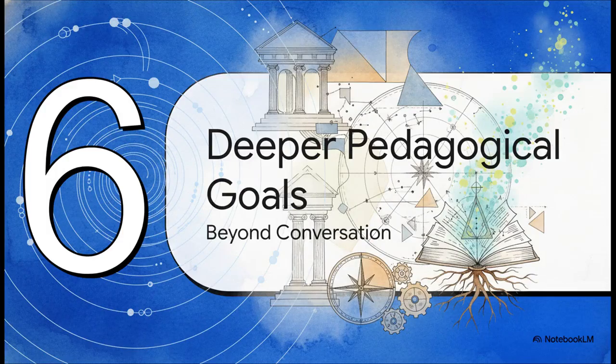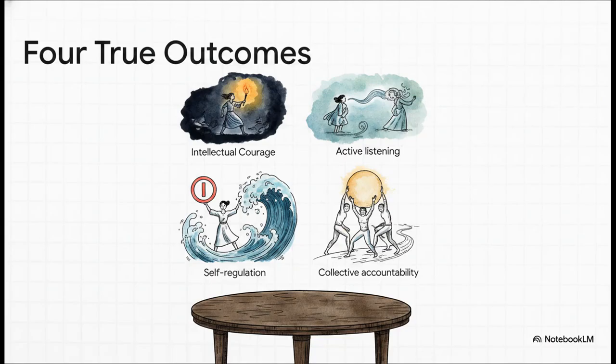Let's wrap up with section 6, the deeper pedagogical goals. Sure, having a brilliant conversation about The Great Gatsby or an elegant math proof is fantastic, but Harkness is really training something much deeper. Here are the 4 true outcomes. First, intellectual courage. I mean, it takes immense bravery to look at your peers and say, I genuinely have no idea, without a teacher swooping in to rescue you. Second, active listening. You're graded on paraphrasing, so you can't just zone out waiting for your turn to talk. You have to actually hear them.